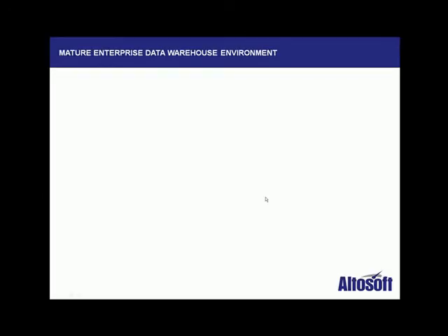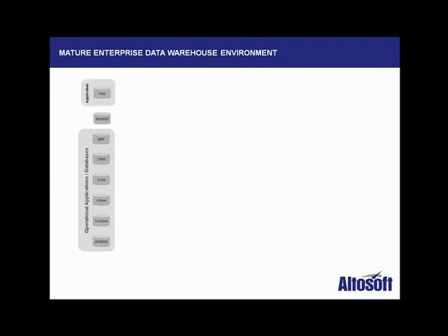Let's start by looking at a mature enterprise data warehouse environment. Here we have operational applications and databases. These could be applications like ERP, CRM, or supply chain management. Generally speaking, they're the operational execution systems responsible for data entry and editing, as well as event creation and management. Data from these sources is transformed and loaded into the data warehouse. Of course, some applications and databases may sit outside the data warehouse environment.